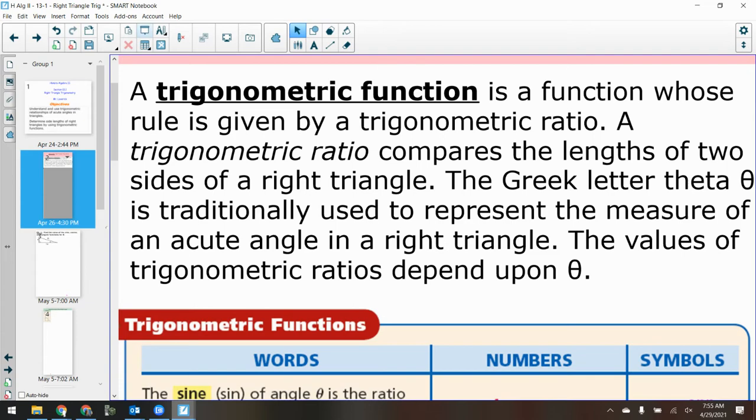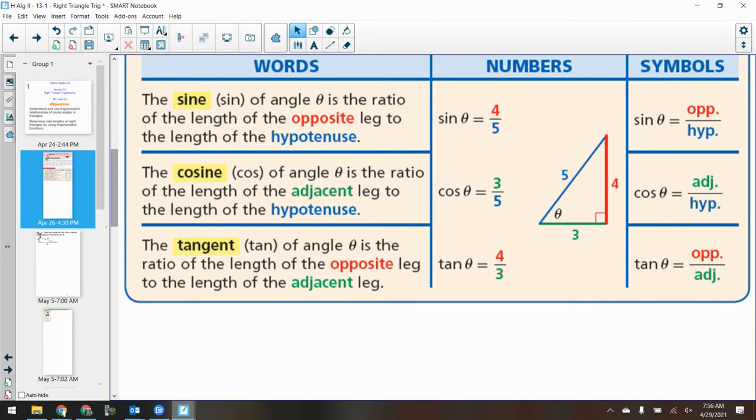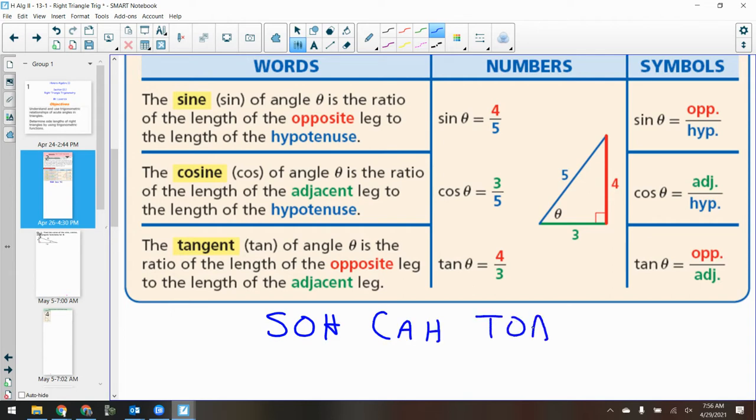Now, let's talk about sine, cosine, and tangent. If you don't remember it, it might be a good idea to write it down. I figured you guys would know it by this. SOHCAHTOA. That is an acronym. Is that called a mnemonic device? It's a way to remember sine, cosine, and tangent using the first letters of each thing.